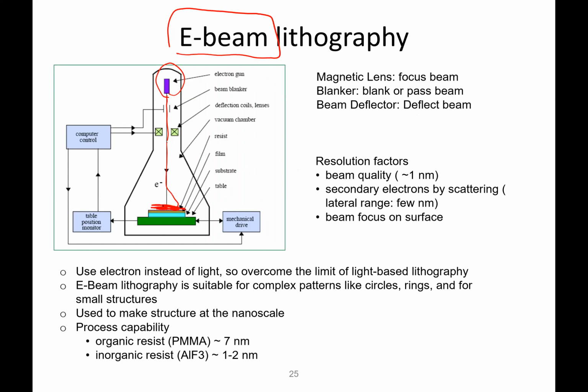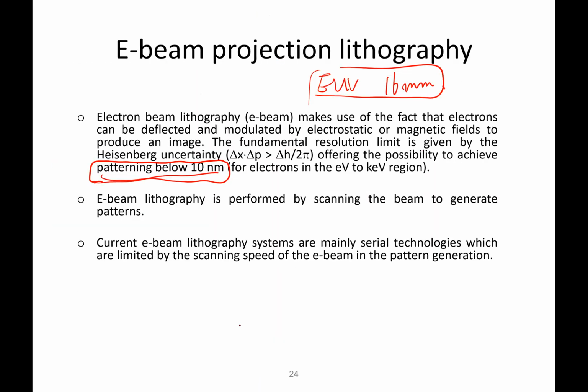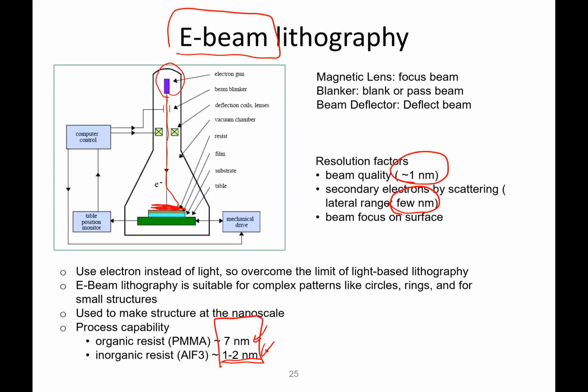So beam quality can go down to 1 nanometer. With the secondary electrons, we can go down to 7 nanometer or 1.2 nanometer also. This is good, right? Compared to EUV at 16 nanometer, E-beam lithography can still go to 1 or 2 nanometer resolution, right? In this case, what?